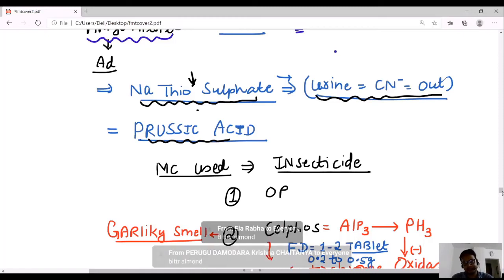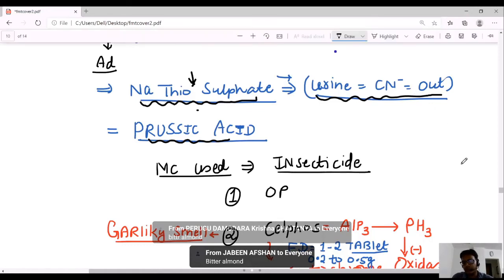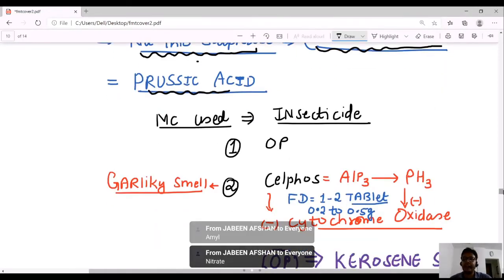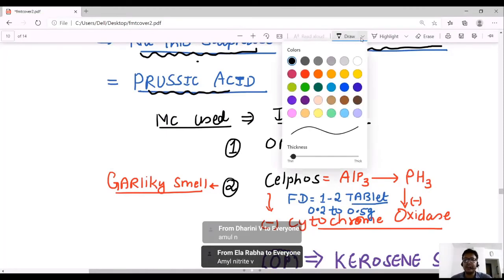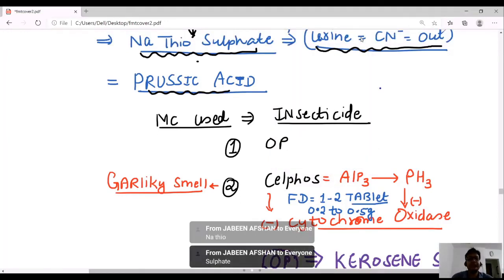Bitter almond smell. What is the antidote of choice for cyanide? Amyl nitrite. Which salt is used for secretion of cyanide from urine? Sodium thiosulfate.